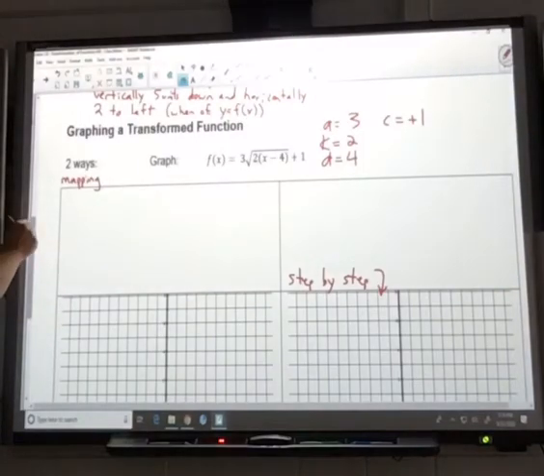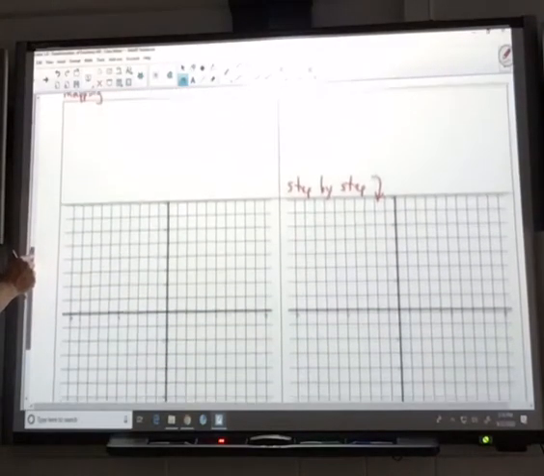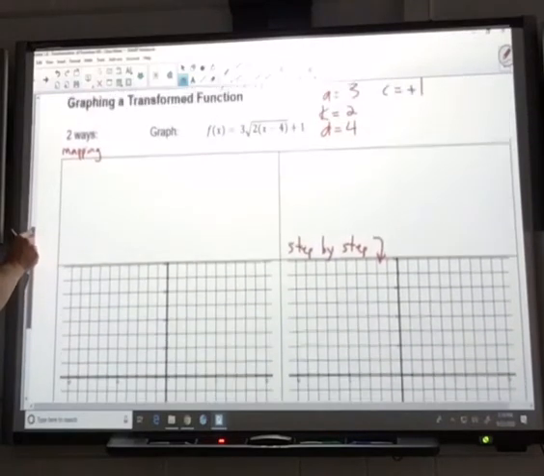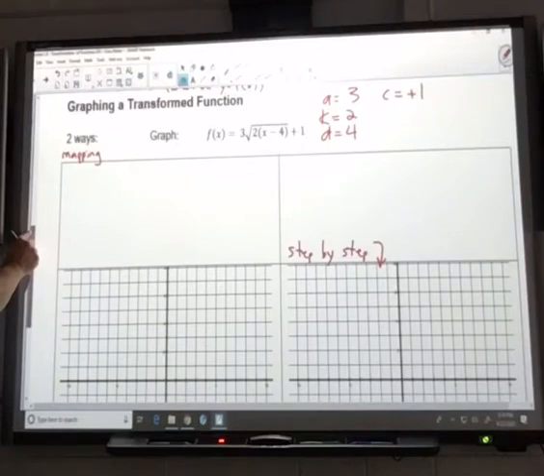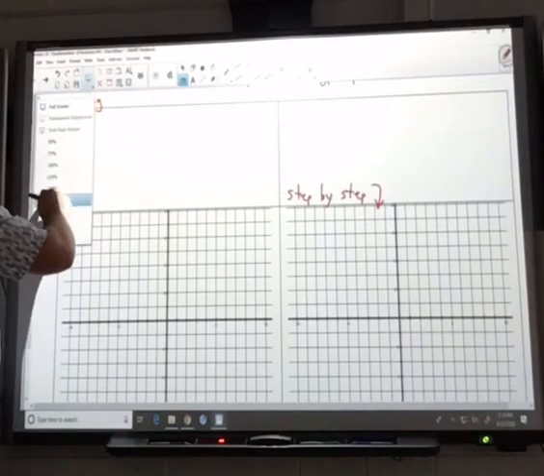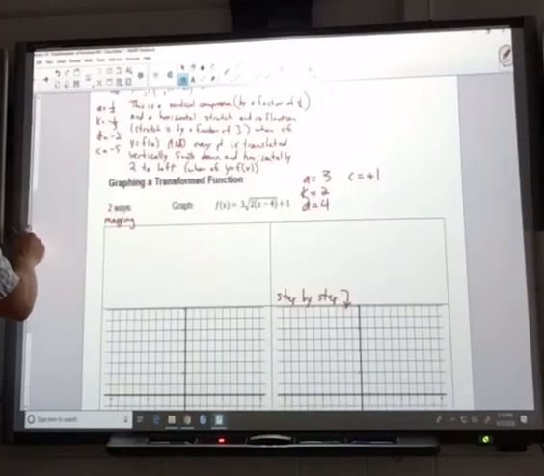I'm going to do the step-by-step first so we can get a visual, and then I'll do the mapping part second. So remember these if you can, because I need the whole graph. A is 3, K is 2, D is 4, and C is 1. And I'll scroll back and forth. You know what, maybe I'll just go out that far. Yeah, maybe that's a little bit better.